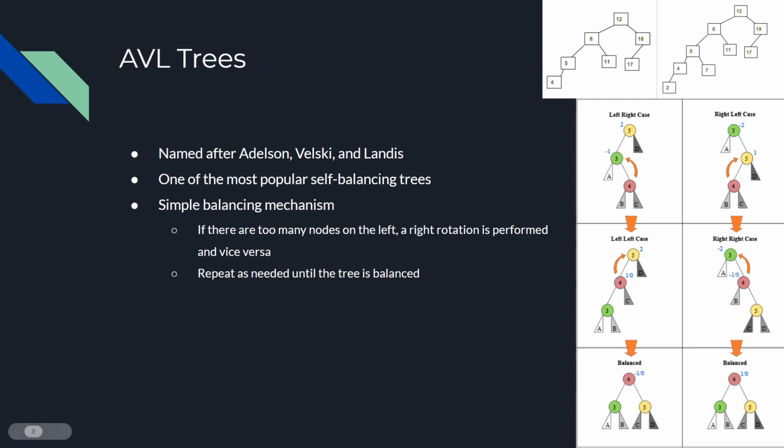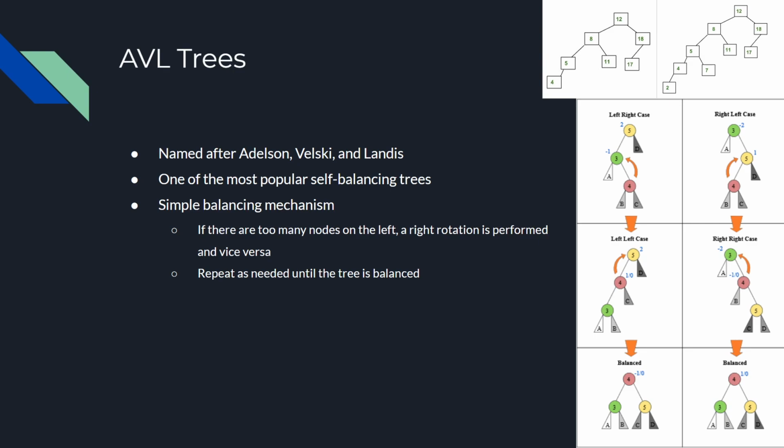Let's look at an example of a self-balancing binary search tree, or in this case, an AVL tree. It's one of the most popular and intuitive self-balancing trees. The mechanism for balancing is pretty simple. All it does is check to see if a certain node is balanced. If it's not, for instance, if there are too many nodes on the left, or if it's left skewed, a right rotation is performed and vice versa. This process just repeats itself until the tree is considered balanced.